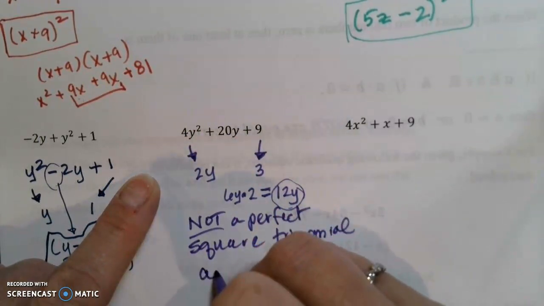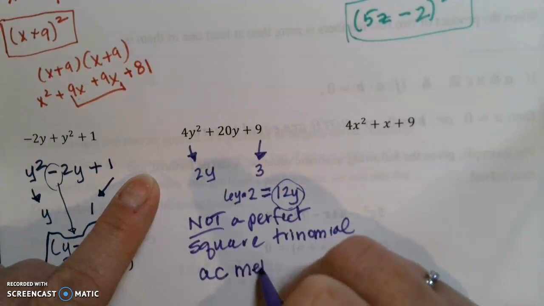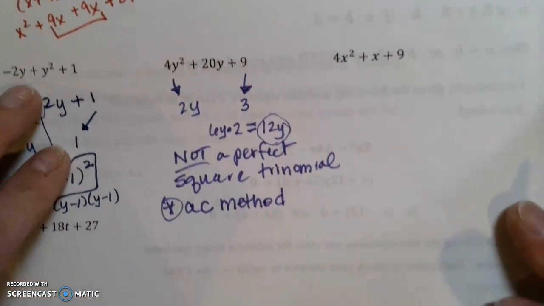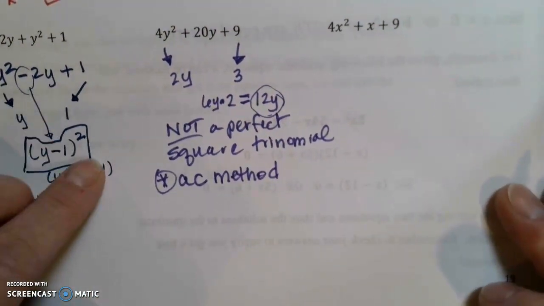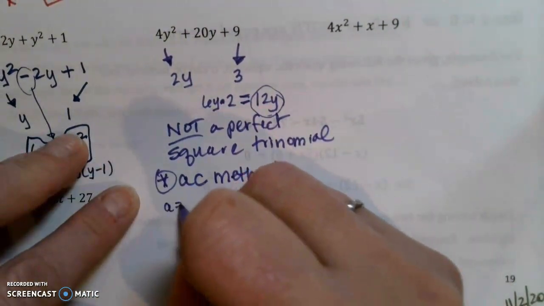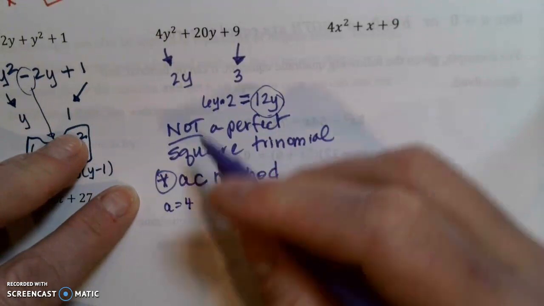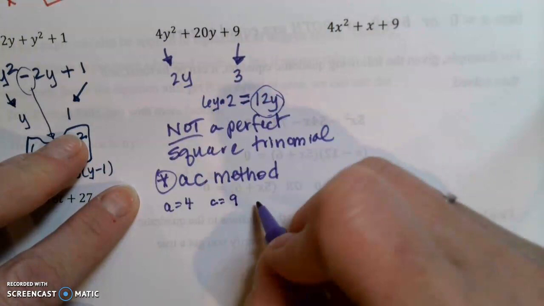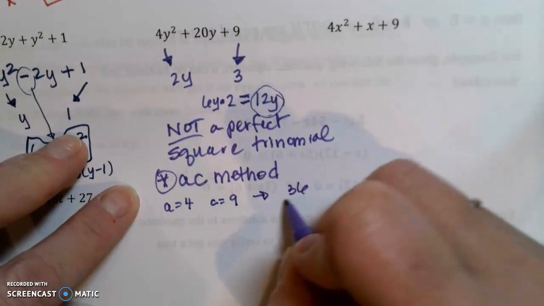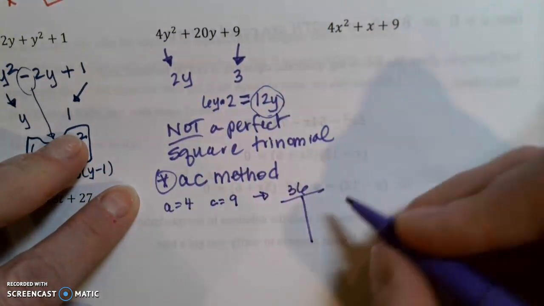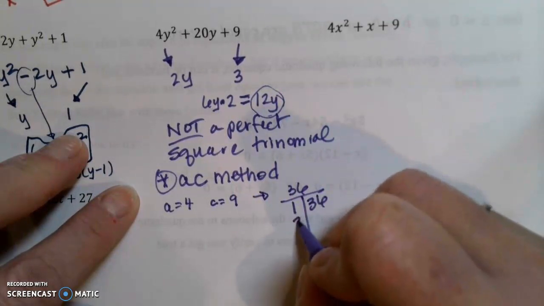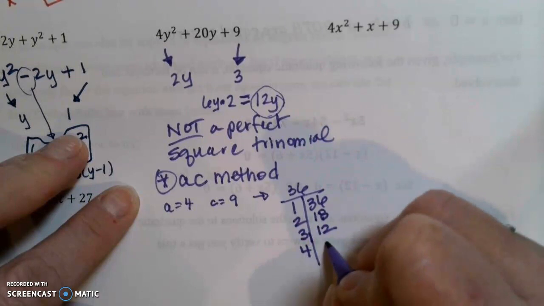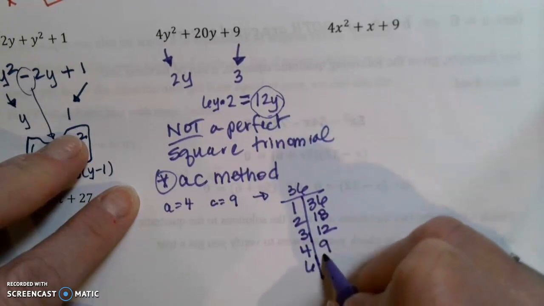At which point we need to use the AC method, and we can do some factoring by grouping. All right, so A here is going to be 4, our y squared coefficient. C is our constant, 9. So 36 is what we are factoring. 1 and 36, 2 and 18, 3 and 12, 4 and 9, and 6 and 6.